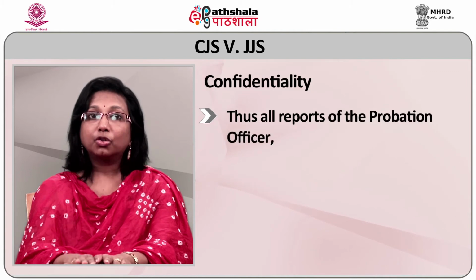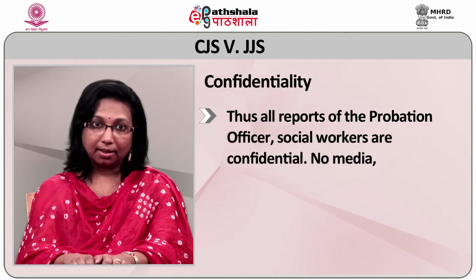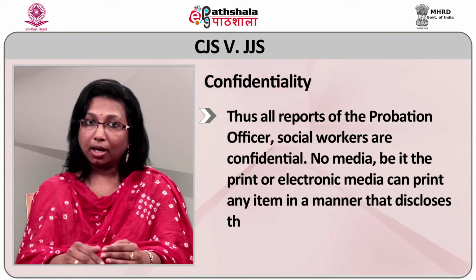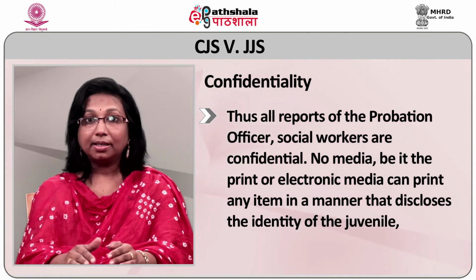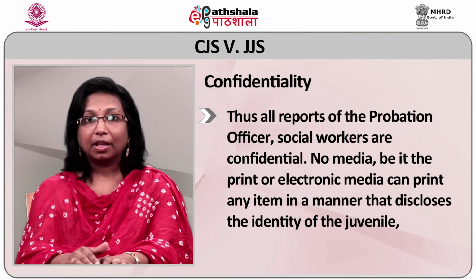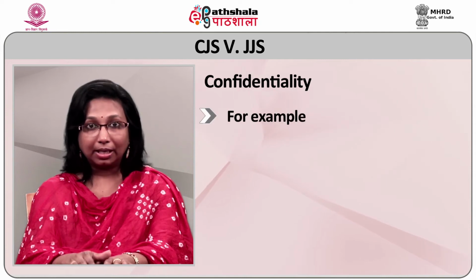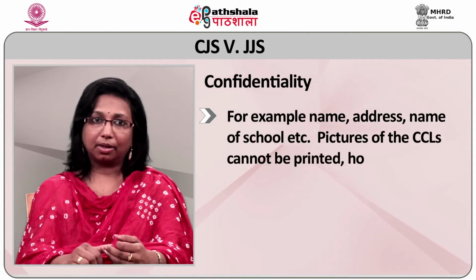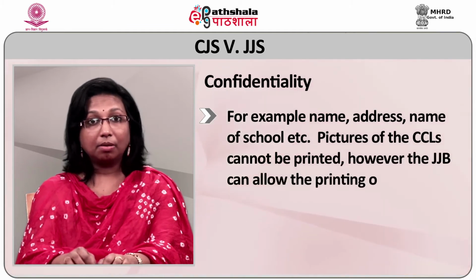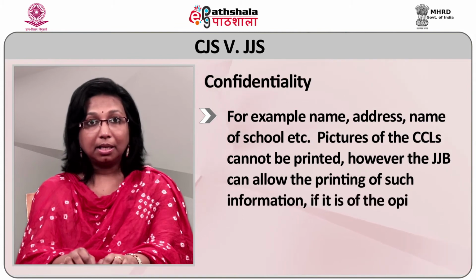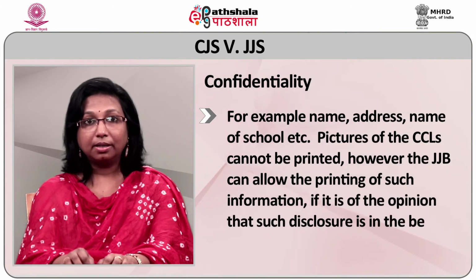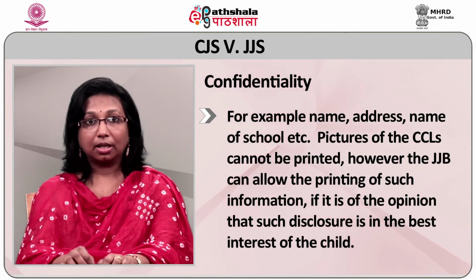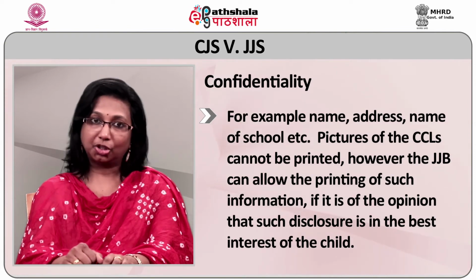Thus, all reports of the probation officer and social workers are confidential. No media, be it the print or electronic media, can print any item in a manner which discloses the identity of the juvenile, for example, name, address, name of the school, etc. Pictures of the CCL cannot be printed. However, the JJB or the CWC can allow the printing of such information if it is in their opinion that such disclosure is in the best interest of the child.